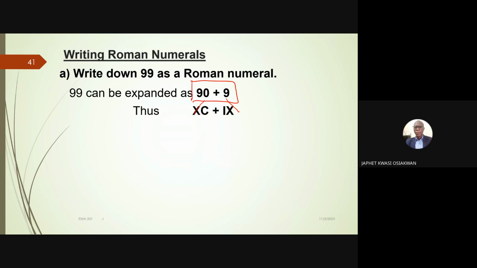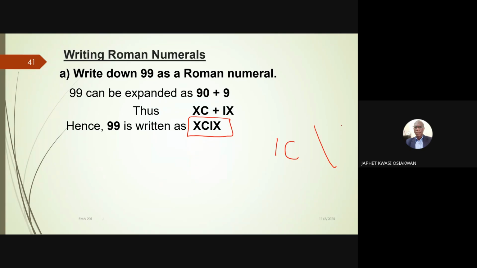And the 90 is XC. XC is 90. IX is 9. So when you put the two together, you have XCIX. So the number 99 is XCIX. Please take note. XCIX, not IC. IC is wrong.